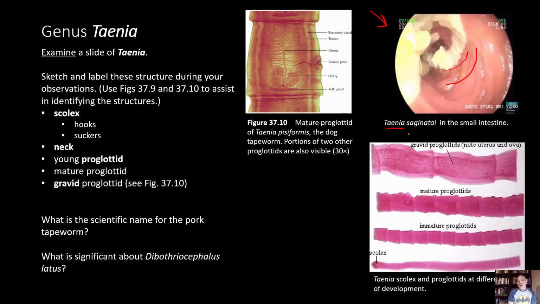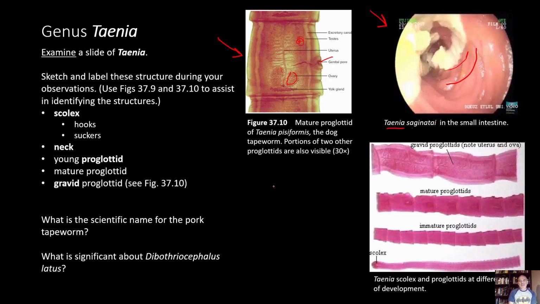And so you're supposed to study a slide of this, and what we see here is a mature proglottid. It's not gravid, so you can see the ovaries right here. You can see the uterus. There's testes in this area here, and some other excretory organs. You've got to get rid of waste. This is a genital pore, where we might exchange sperm with another individual, and then of course release the eggs.